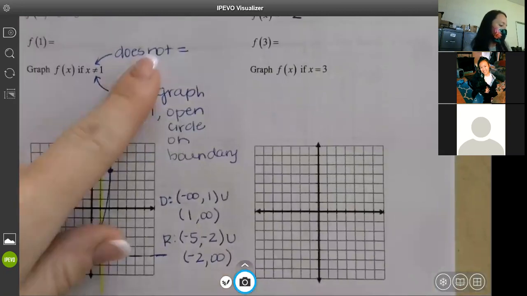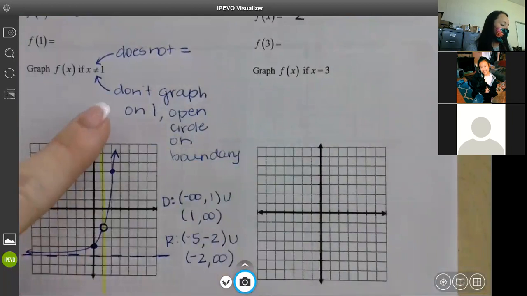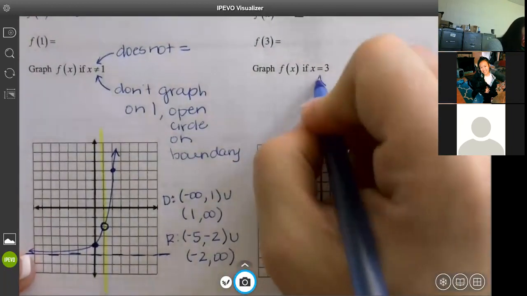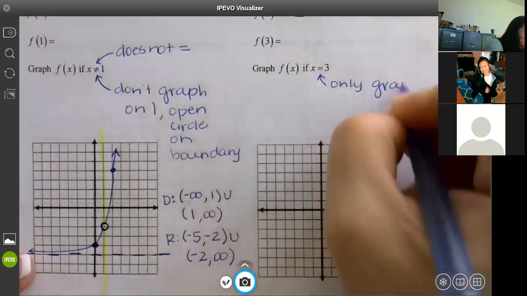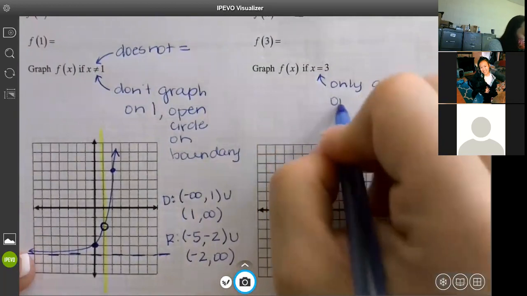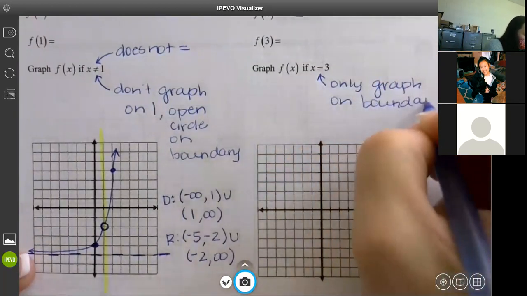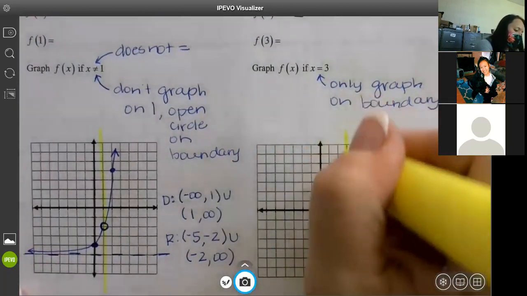All right, so this one says does not equal to. This one says it is equal to. So this one said don't graph on 1. So what this one says is only graph on the boundary. Don't graph anywhere else. So our boundary is at 3.